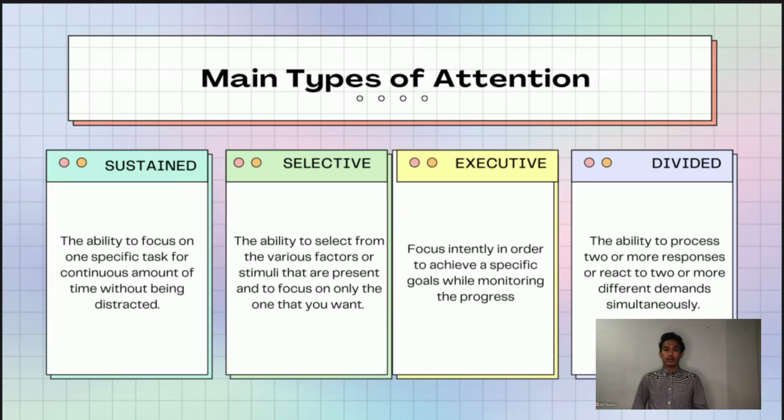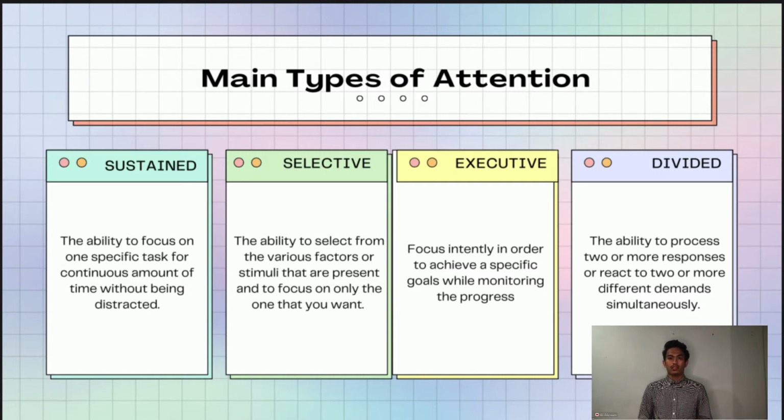Next is types of attention. There are 4 types of attention. Firstly, sustained attention. Sustained attention is an ability to focus on one specific task for a continuous amount of time without being distracted. For example, when you are playing a video game like PUBG, of course you want to keep focusing on your phone screen.